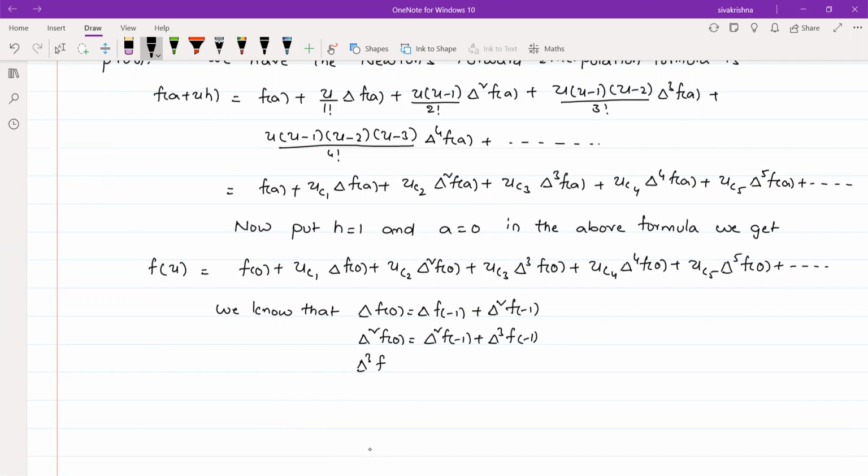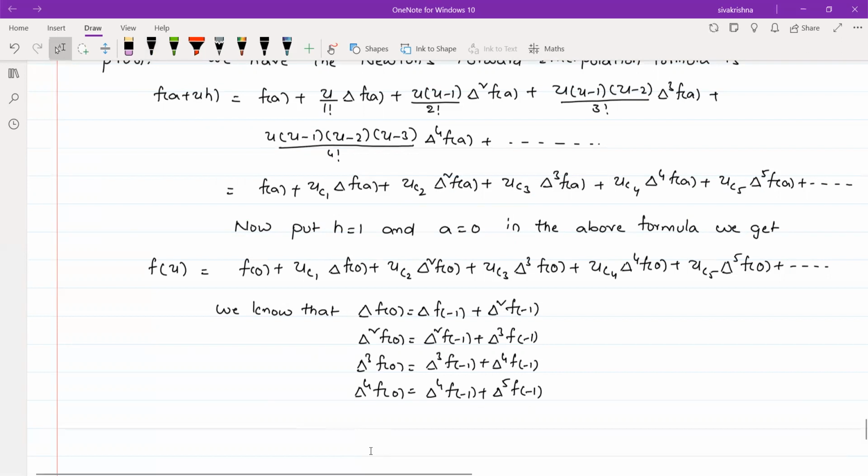Similarly, delta cube f of 0 is equal to delta cube f of minus 1 plus delta power 4 f of minus 1, and delta power 4 f of 0 is equal to delta power 4 f of minus 1 plus delta power 5 f of minus 1. Okay, so I am writing the values of delta f of 0, delta square f of 0, delta cube f of 0 and delta power 4 f of 0 in this way.